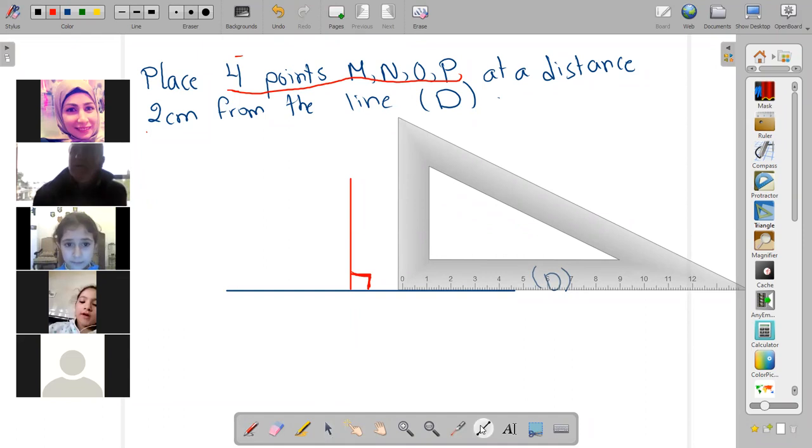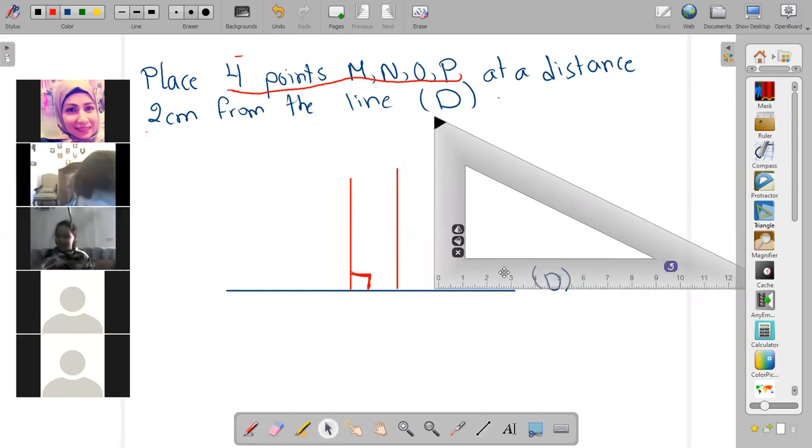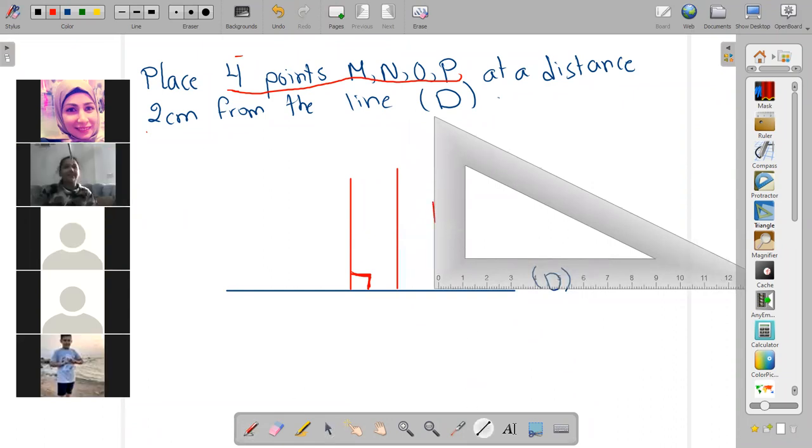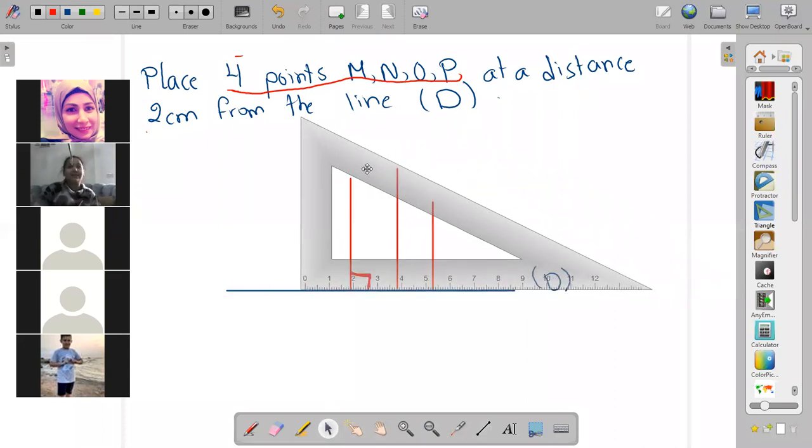Goodbye. Let's draw now the second one. Then let's move it slowly and draw also the third perpendicular line. Teacher, I write 4 perpendicular lines. Yes, 4 perpendicular lines. Now I will move it slowly also, and I will draw the fourth one. Teacher, I write point M and N and O and P. Yes. These 4 lines are perpendicular.